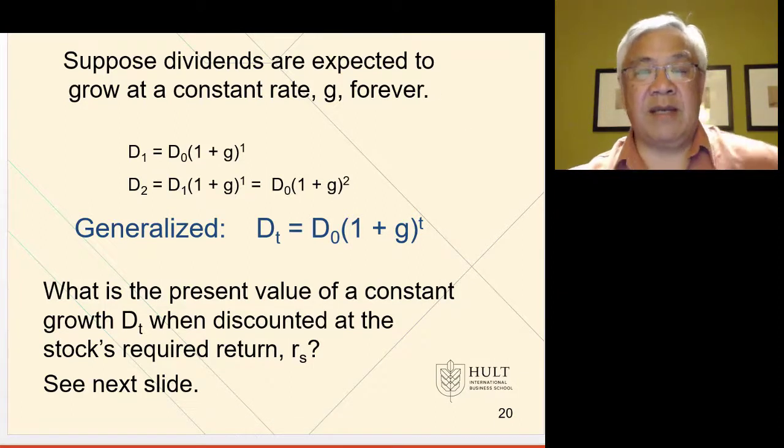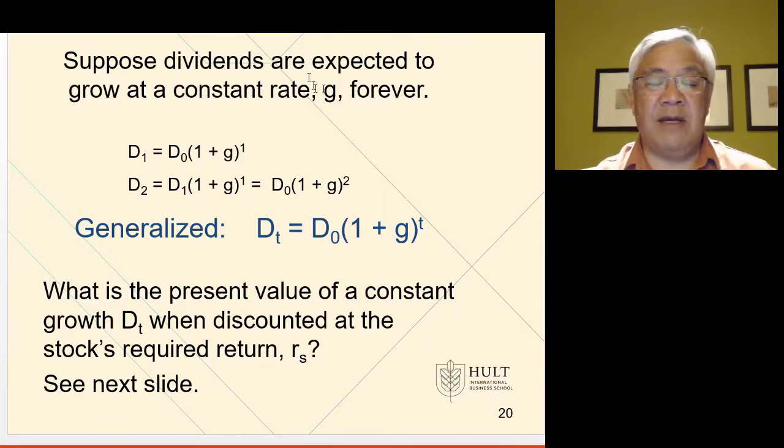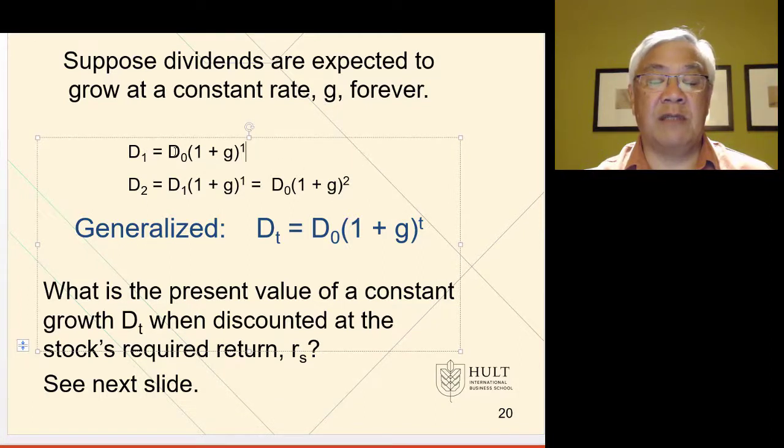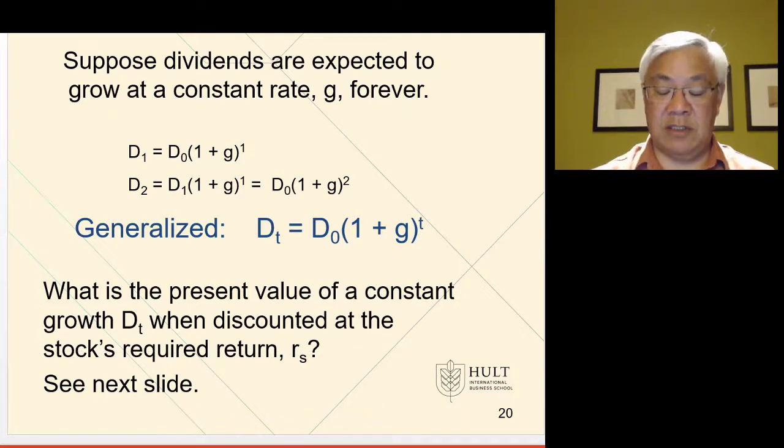Well, the next one is to make an assumption going the other way, that we have constant growth and it goes forever. And I know that's a long time, right? So D1 equals last year, D0 times 1 plus g. D2 equals D1 times 1 plus g. And we do this forever, and we get to a generalized formula where D for time t equals D for time 0 times 1 plus g to the t power. And we can derive that for any amount of time, t1 to t2, etc.